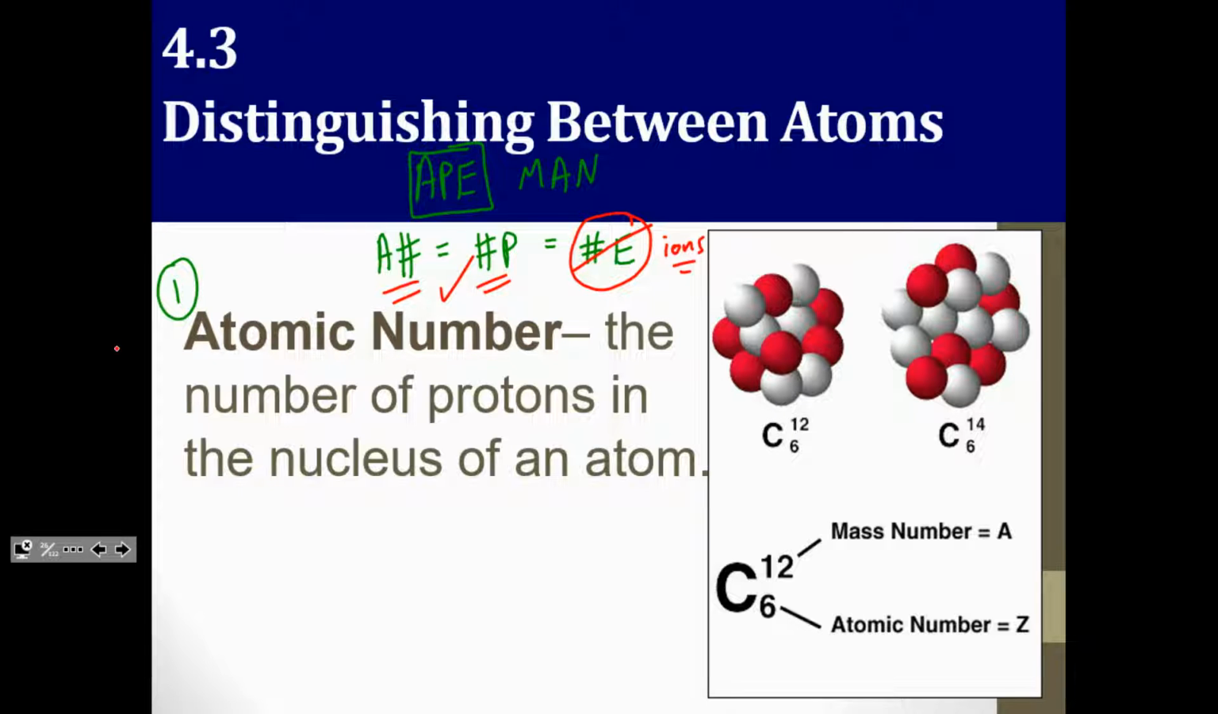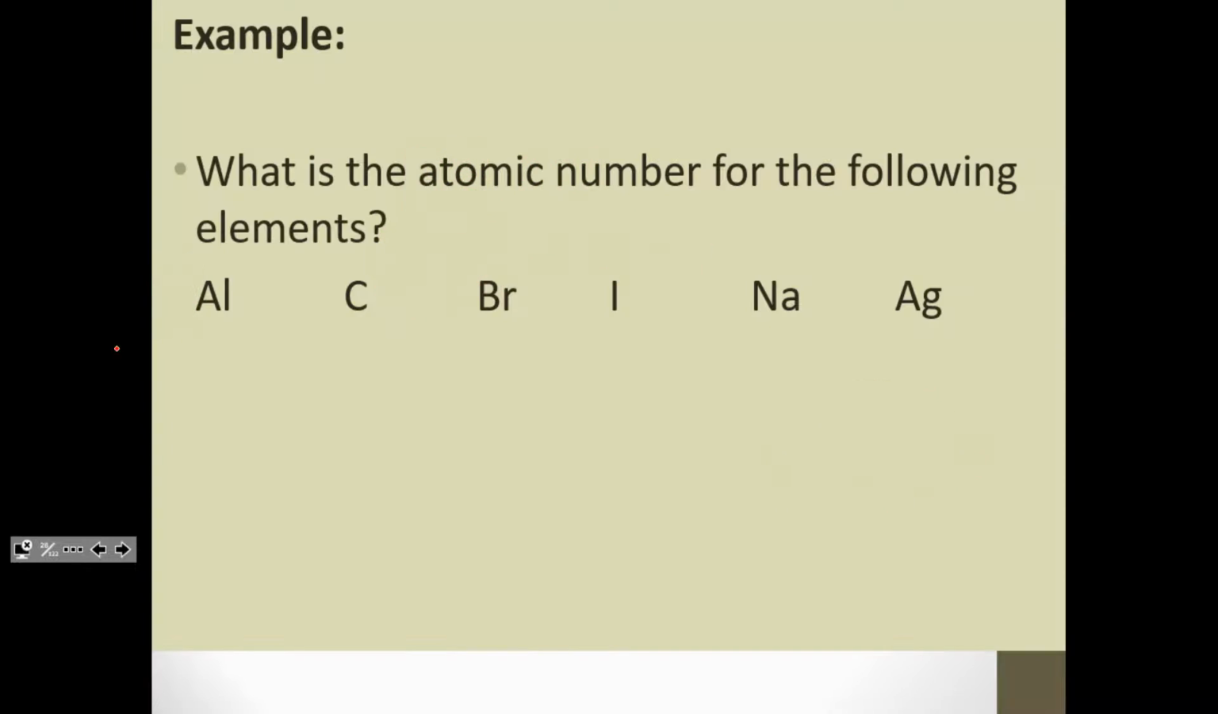So in this picture over here, we've got two carbons, and you'll see this bottom number. Usually the bottom number is the atomic number. And what we're going to learn in a little bit is that these top numbers are called the mass numbers. But the atomic number is always going to be the same no matter what the atom of carbon looks like. So if its protons number 6, it's always going to be carbon. So let's go ahead and look for the atomic number for the following elements.